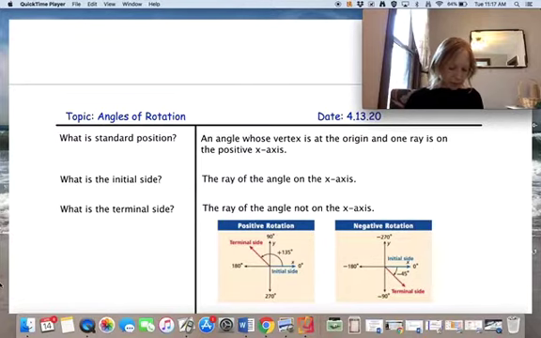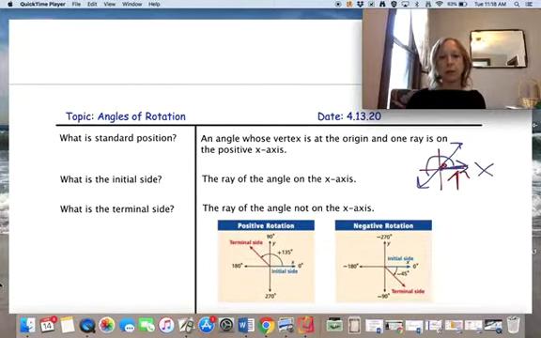So let's break that down. An angle whose vertex is on the origin, so that means the vertex is right there at 0, 0. One ray is on the positive x-axis, so one ray of your angle will be right here, and then the other one can be anywhere else. It could be an obtuse angle, it could be an acute angle, but as long as we've got those two things, that the vertex is at the origin, and then we've got this positive x-axis here, you're good to go.